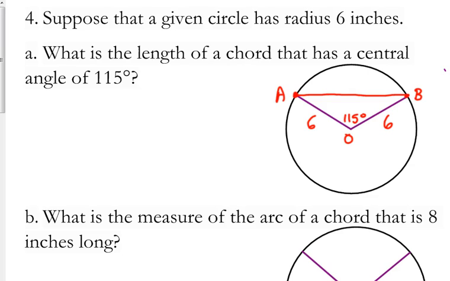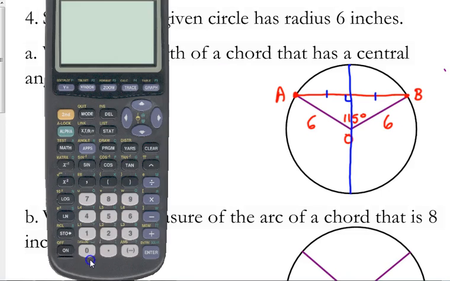Well, right now we're stuck. We don't really have a way of solving. Right now this is not a right triangle. We don't have a way of figuring out that length. But if we use the property that we just learned, that we can draw a line through the center of our circle, and if it is perpendicular to that chord, it's going to cut that chord into two equal pieces. Well, what is it also going to cut into two equal pieces? That central angle, right? So half of 115 is 57.5.